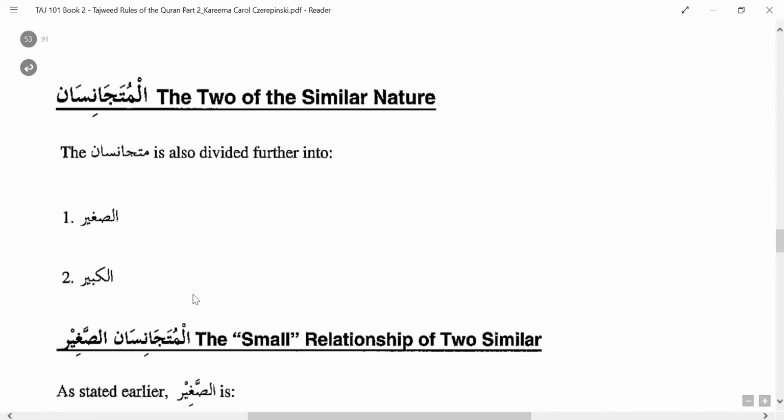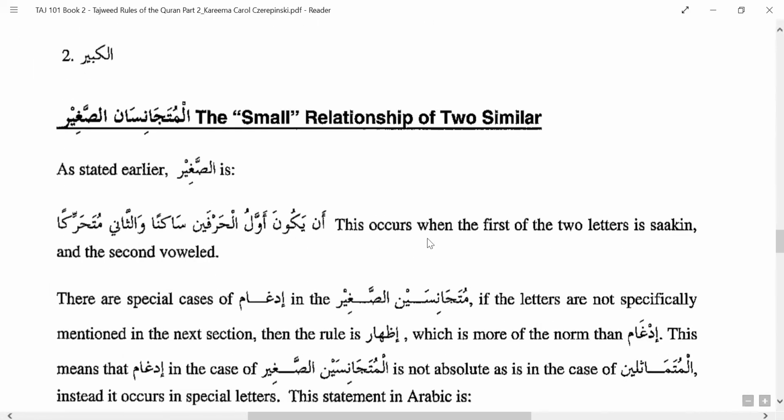Then you have mutajanisain, which again has saghir and kabir. Saghir, what did we say? The first letter is sukoon, the second is voweled. So you have special cases where you will do idgham. If the letters are not specifically mentioned in the below notes, then you will do izhar. So for some special cases of saghir, you will do idgham, but otherwise the general rule would be izhar.